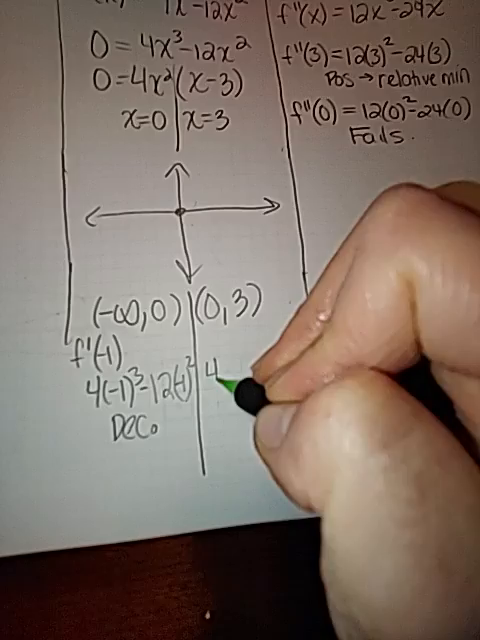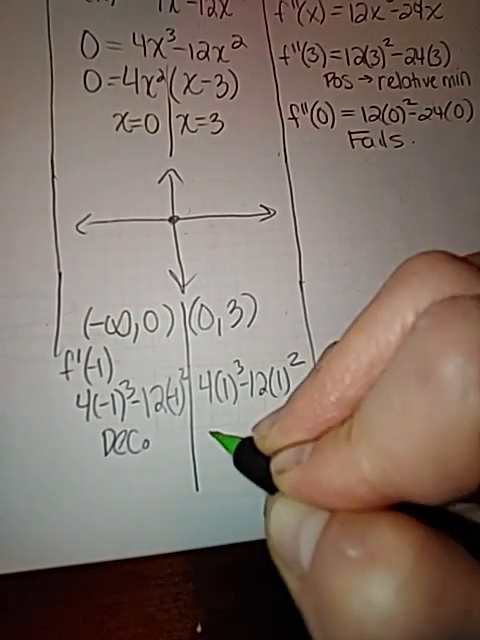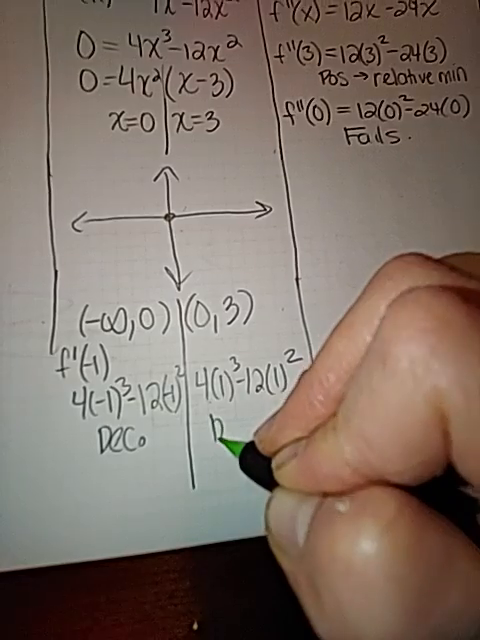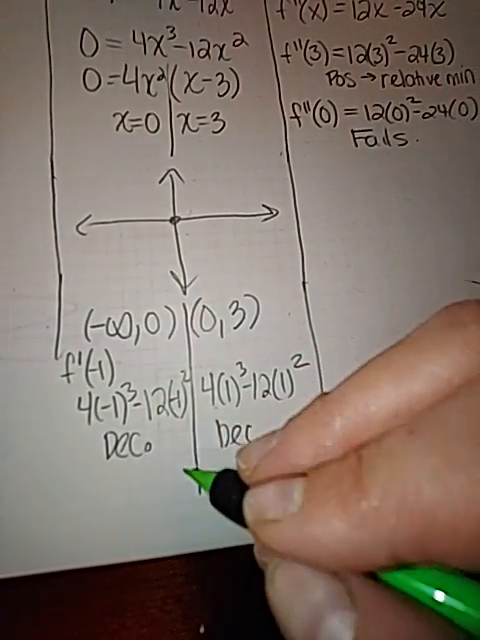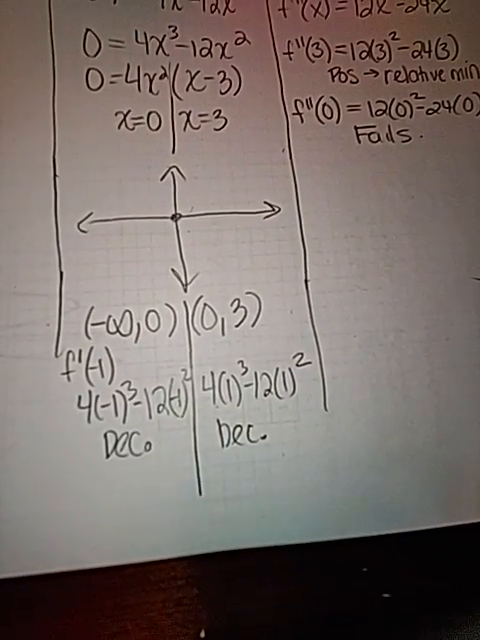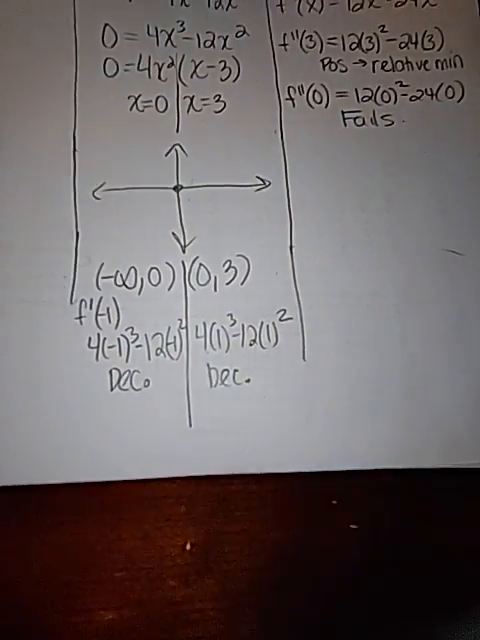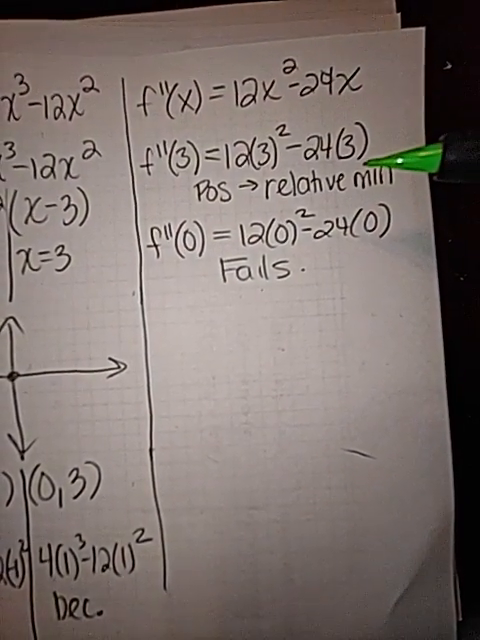Okay, now I'll plug 1 in. And here I get 4 minus 12, which is negative, which means the graph is decreasing. So that means that x equals 0 is not going to be a relative minimum or maximum because it doesn't change from increasing to decreasing or decreasing to increasing. All right, so I do have a relative minimum, though, at x equals 3.